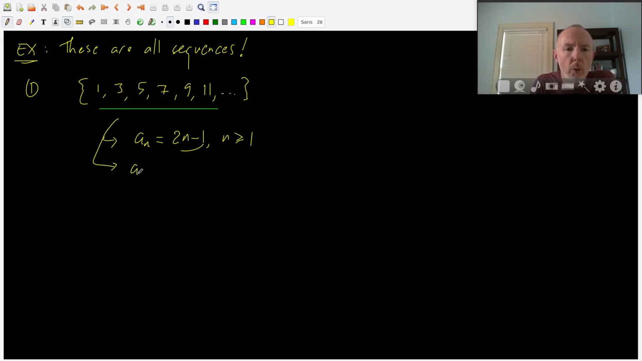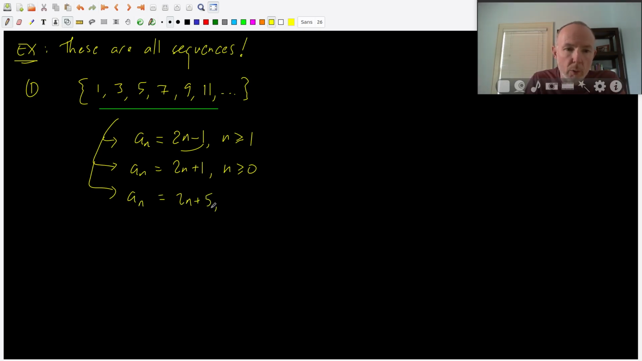But it's not always unique, because another way to write it would be, for example, 2n plus 1. And we could start with n greater than or equal to 0, because when n is 0 we get 1, when n is 1 we get 3, when n is 2 we get 5, and so on. There's different ways to represent the general term.